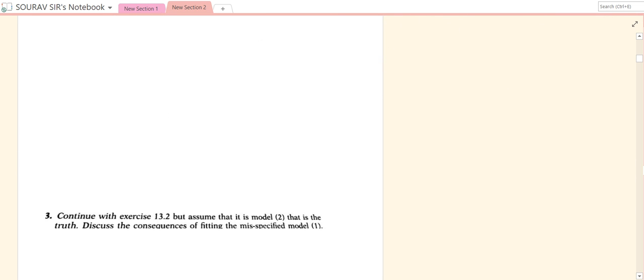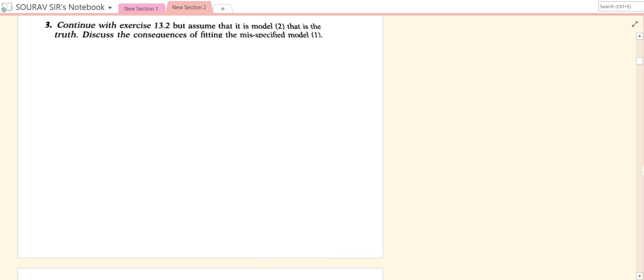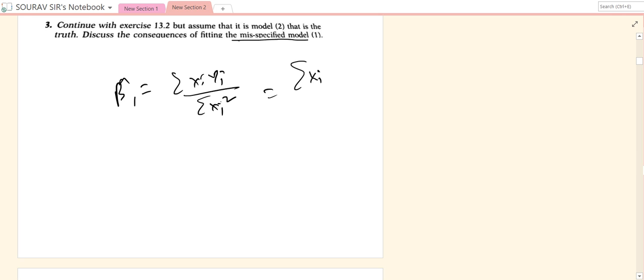So let's go to the third one. Continue with the previous exercise. Assume that model 2 is the truth; discuss the consequences of fitting a misspecified model. In this case, beta1 hat equals summation of xi yi by summation of xi square. Summation of xi yi equals summation of xi (alpha0 plus alpha1 xi plus vi), over summation of xi square.